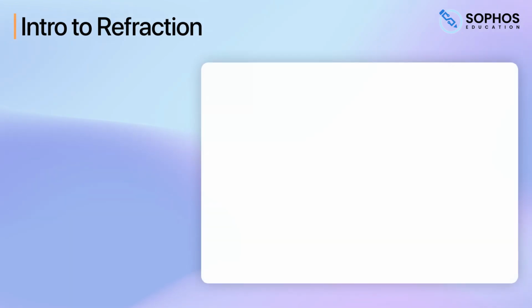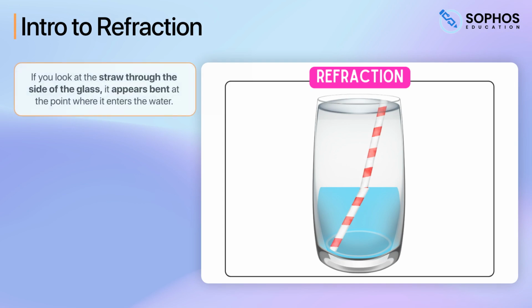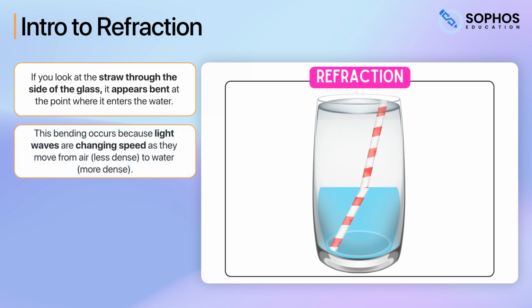An everyday example of refraction is when you place a straw in a glass of water. If you look at the straw through the side of the glass, it appears bent at the point where it enters the water. This bending occurs because light waves are changing speed as they move from air, which is less dense, to water, which is more dense.